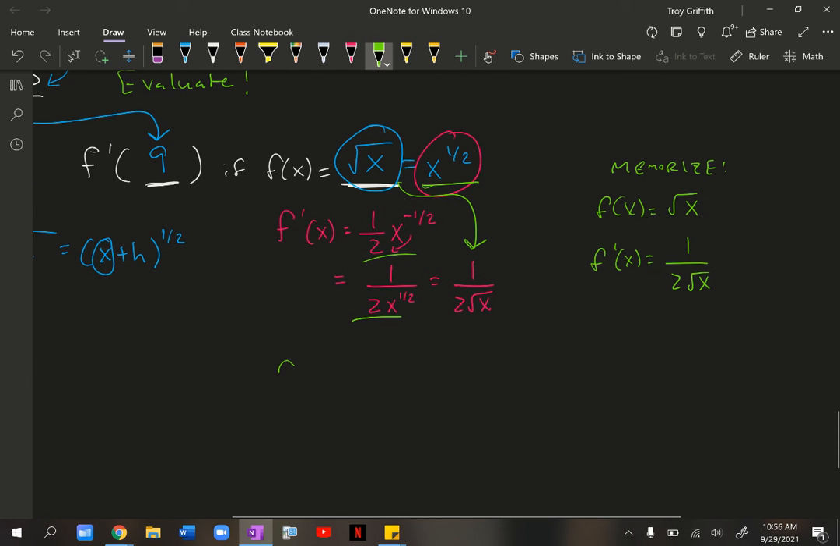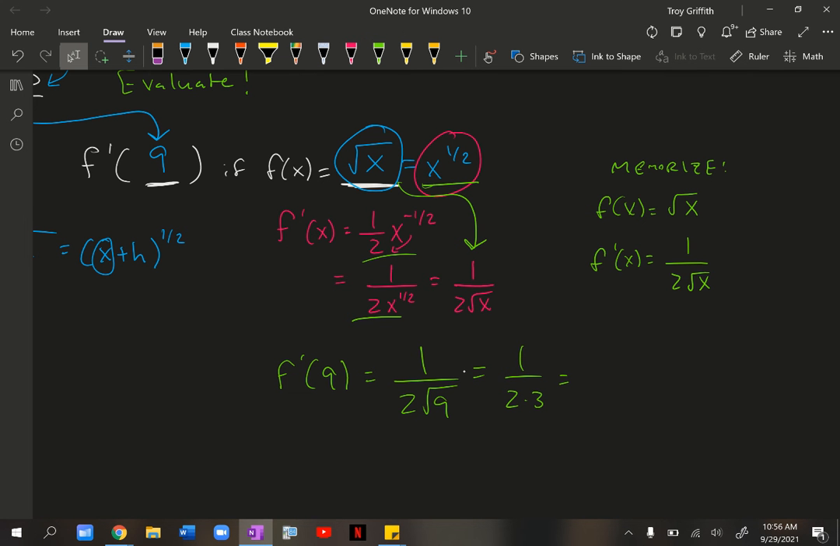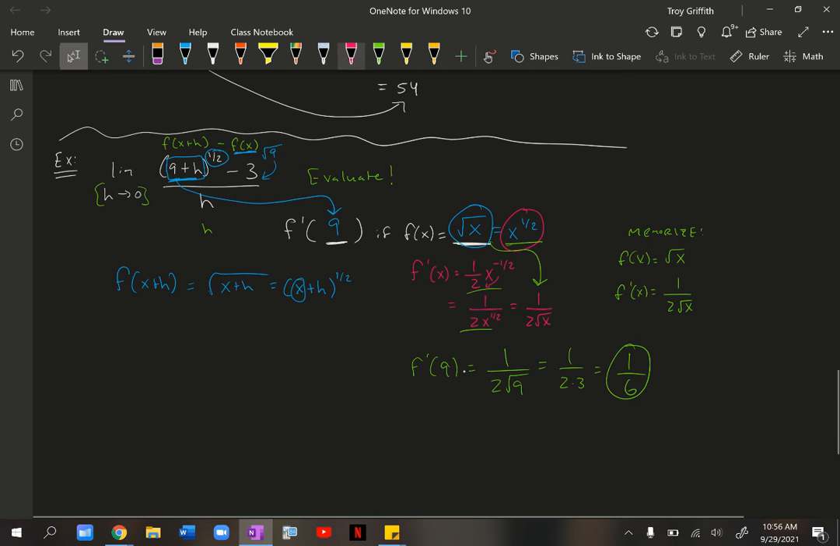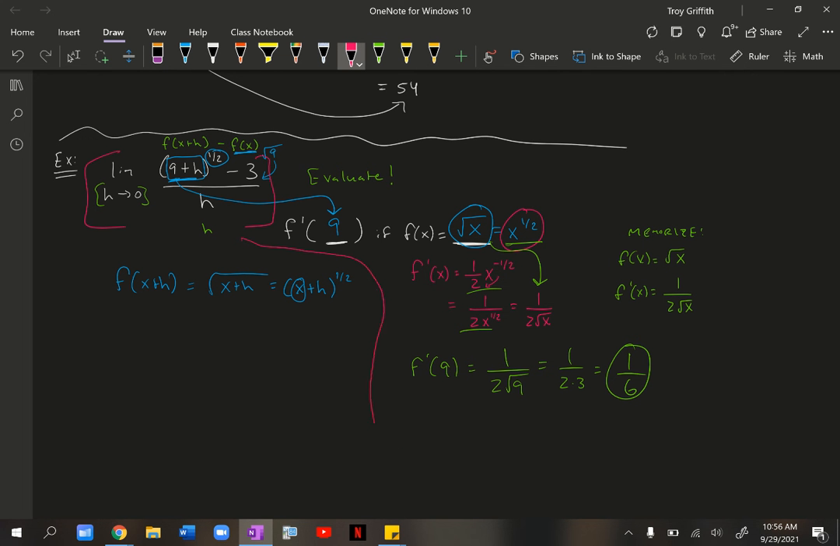With all that in mind, now I can plug in 9 and I can get a final answer. So this is, when I'm done, going to be 1 over 2 times the square root of 9. 2 times the square root of 9 is 2 times 3. So my final answer here when I'm done is 1/6. So what does that mean? The value of this limit right here is equal to exactly 1/6.